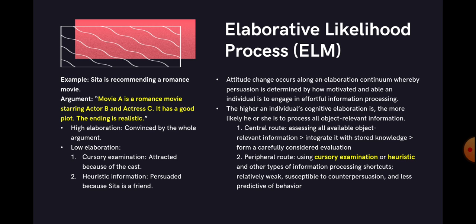And then an example I made here is Sita, or me, recommending a romance movie. My persuasion is that I do it by describing the movie. So the argument here is that movie A is a romance movie starring actor B and actress C. It has a good plot and the ending is realistic. If my friends were persuaded because they engage in a high elaboration process, which is the central route, then they will be convinced because of the whole argument: it has a good plot, the ending is realistic, it stars actor B and actress C, and so on.